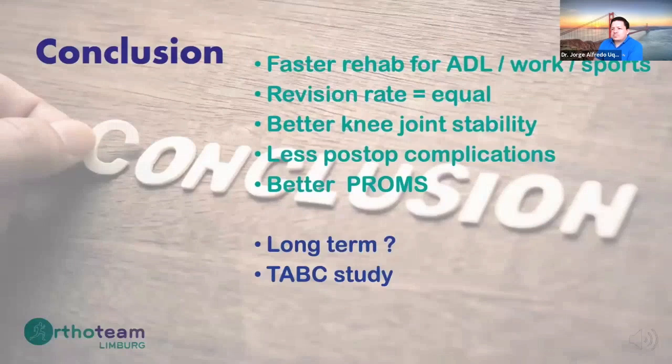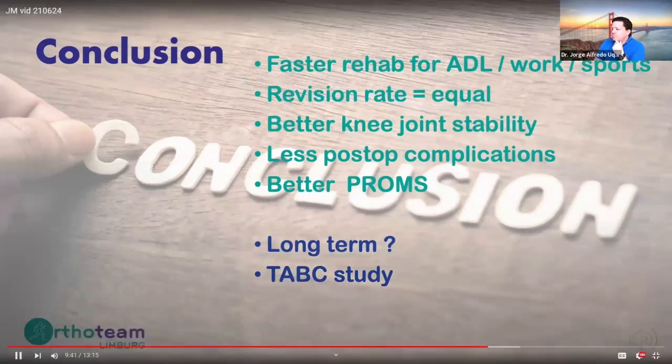So in conclusion, LARS ligament gives a faster rehab for ADL activities, for return to work, and for return to sports. It has an equal revision rate to autologous hamstring tendons with the monolith procedure of about 1.5 or 2%.